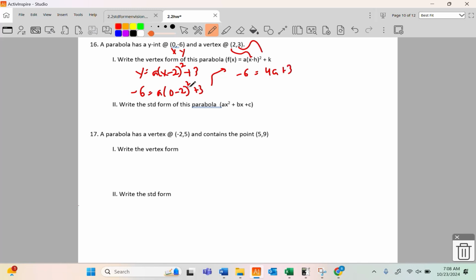Don't be the kid that adds 4 and 3. 4 is attached to the a. We take away 3, we get -9. And we divide by 4, and we get -9/4. And all we got to do is put that right there, and we're done. y is -9/4 of x minus 2 quantity squared plus 3.